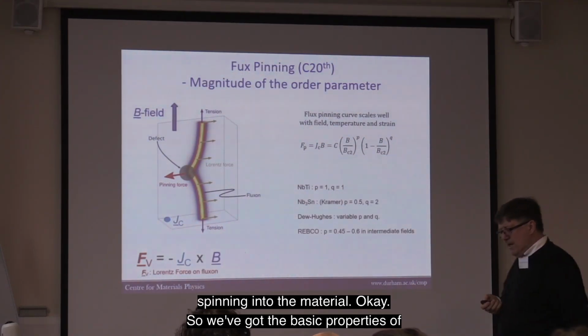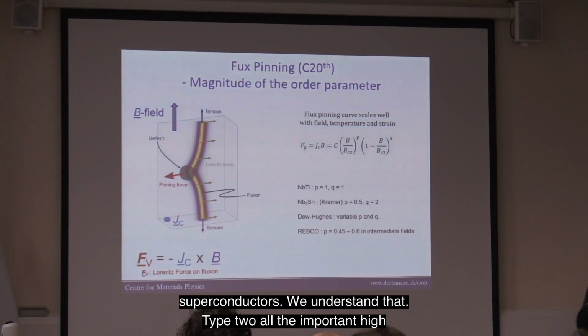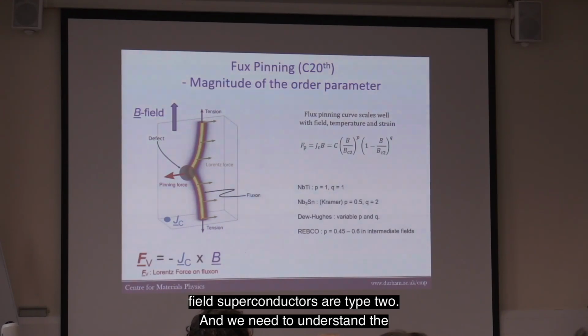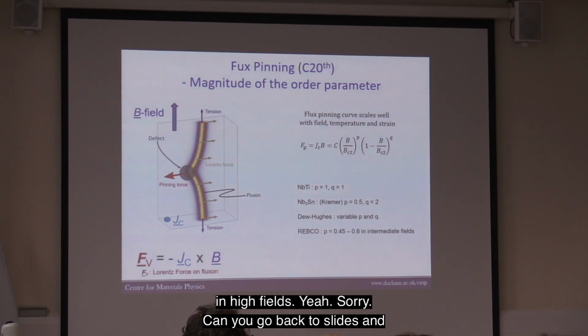Okay, so we've got the basic properties of superconductors. We understand that all the important high field superconductors are type 2, and we need to understand the mixed state and the fluxons penetrating into the superconductor in high fields.